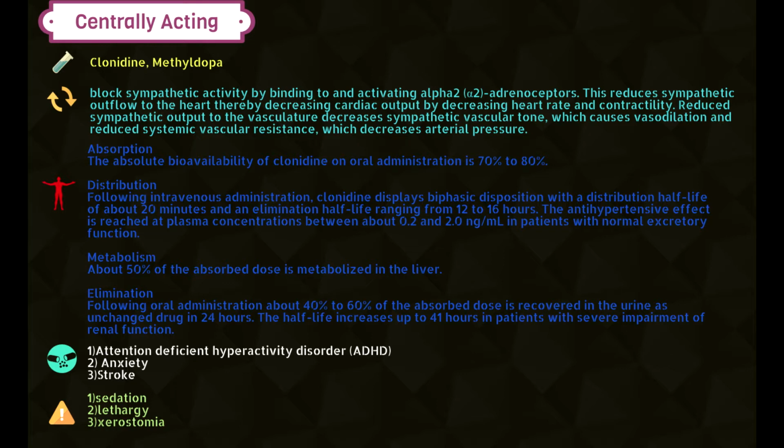For the indications of centrally acting agents, they are used for attention deficit hyperactivity disorder, which is ADHD, and anxiety and also stroke patients. The side effects of centrally acting agents are sedation, lethargy, and also xerostomia.